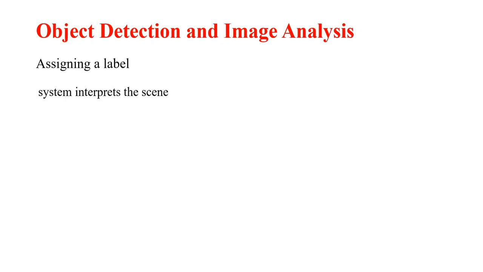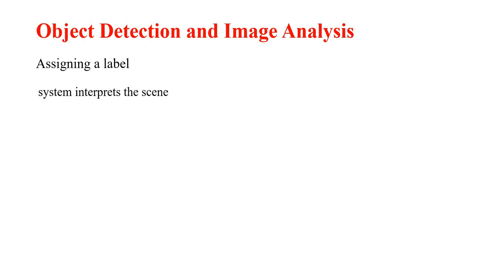Then you have object detection and image analysis. Here, object detection is the final fundamental step, where it is a process of assigning a label to an object which has been recognized. So at this stage, the system will interpret the scene and it will identify the object.